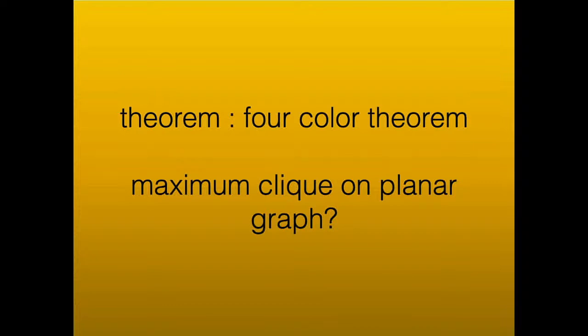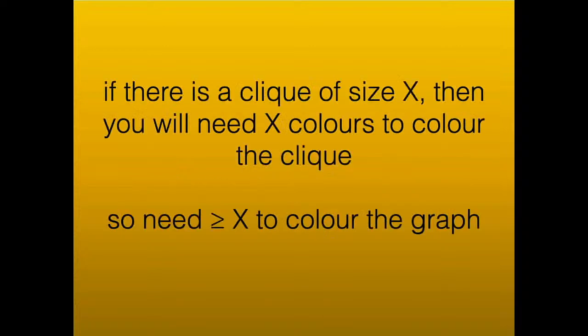Okay, so how do you solve maximum clique on a planar graph? It's a maximum of 4 because if there is a clique of size 5, you cannot color it with 4 colors, which contradicts the 4 color theorem. So basically, if there's a clique of size X, you will need X colors just to color the clique itself, so you need at least X colors to color the graph.